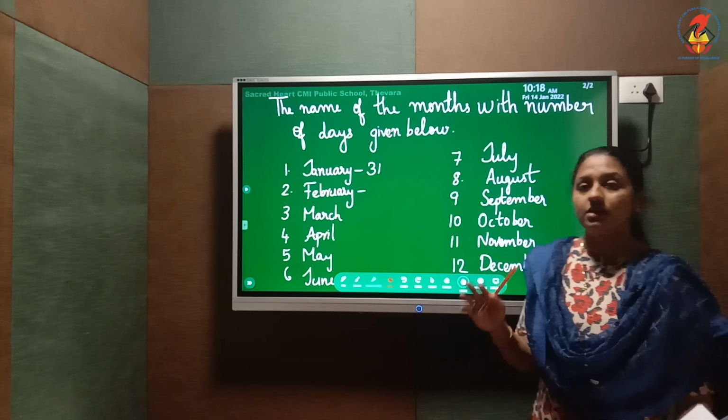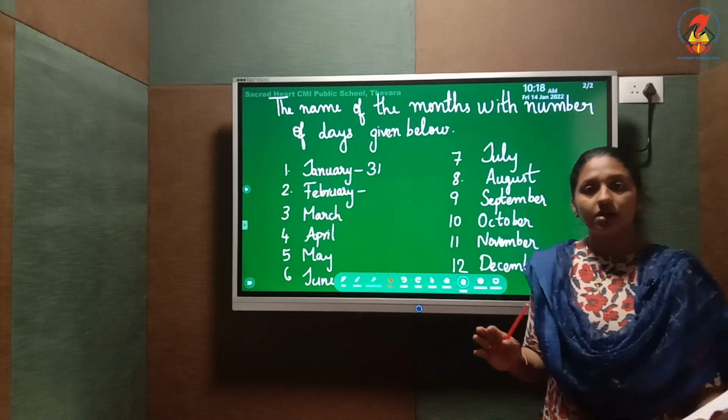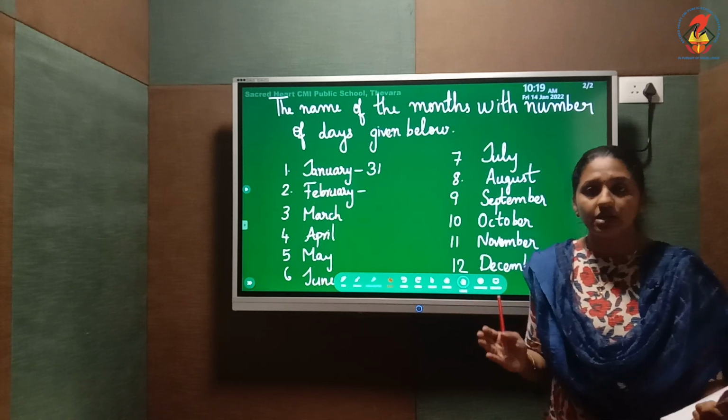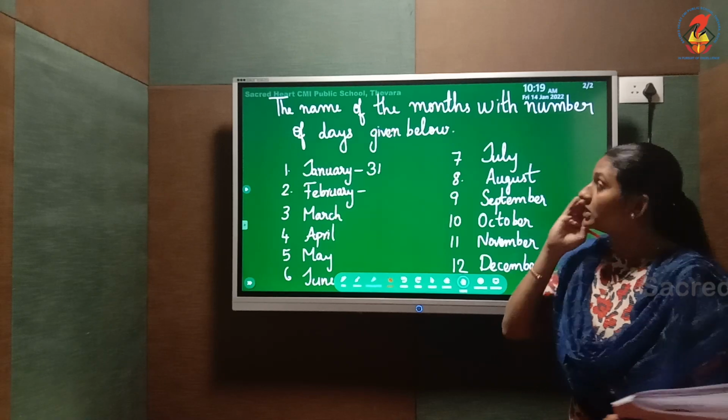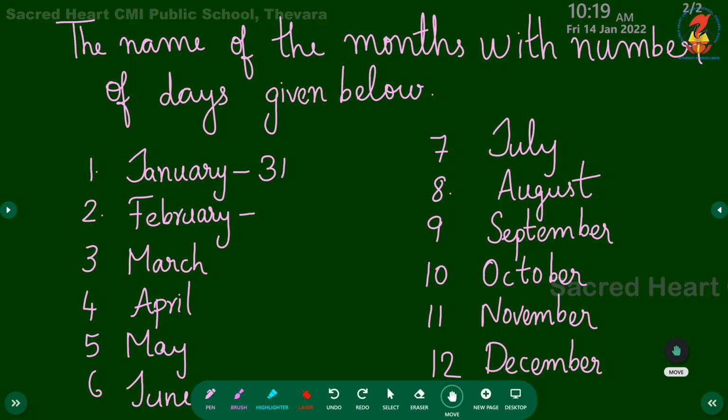Then we already learned: in a year, how many months? In a year, it's 12 months. Okay. So the names of the months with the number of days are given below. So we can write the other month dates.